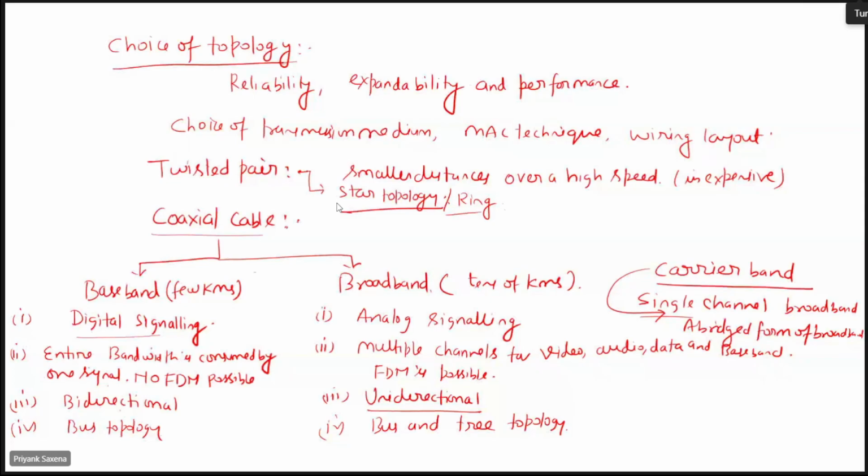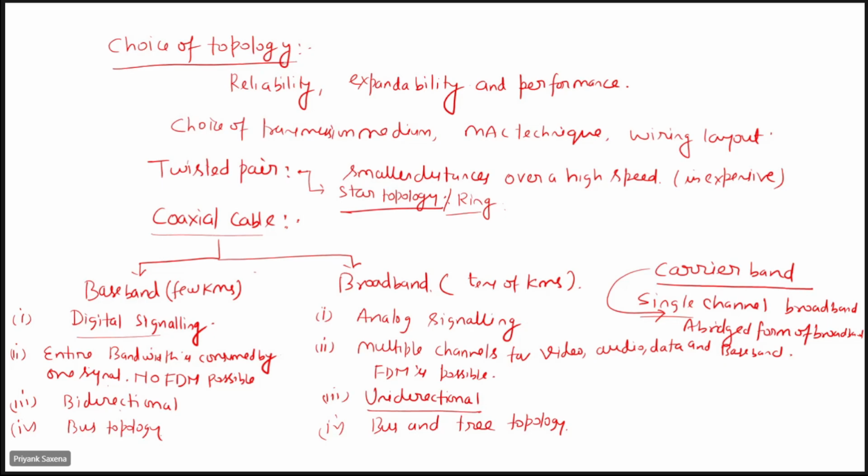Okay, so now let us discuss the topology. Choice of topology depends on reliability, expandability, and performance. Reliability means, can you say what is reliability? Redundancy. Like how many nodes it can support, and still it is reliable. It is not that it stops working or there is an issue.